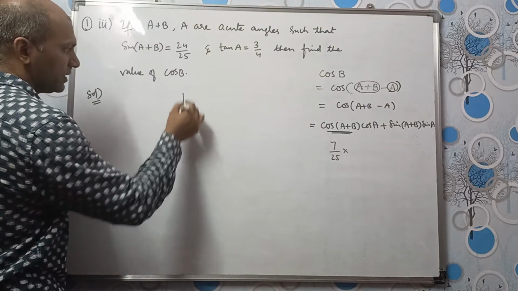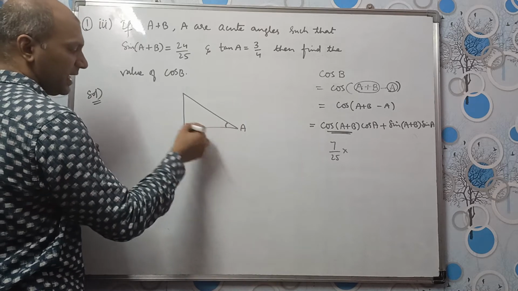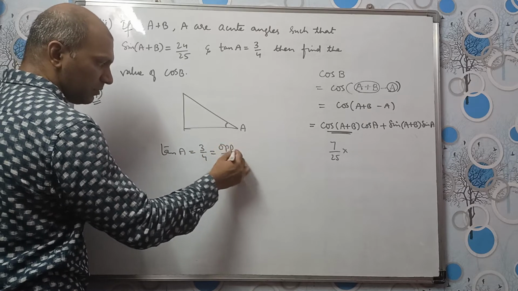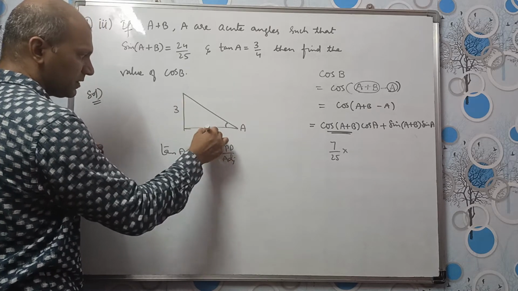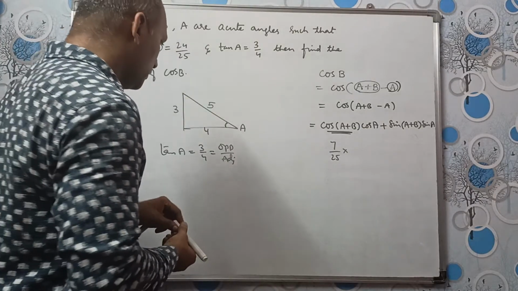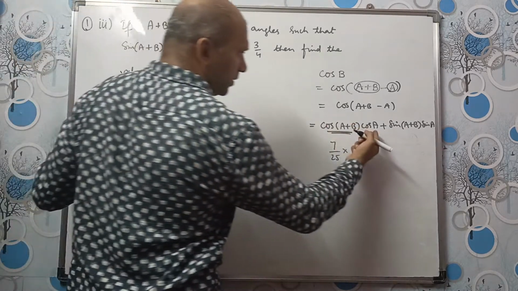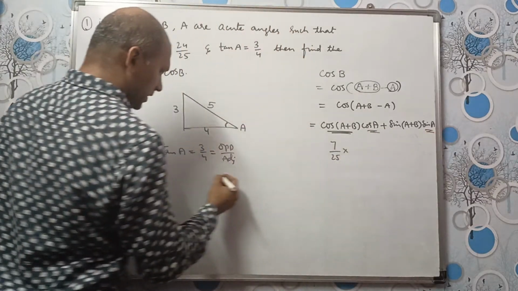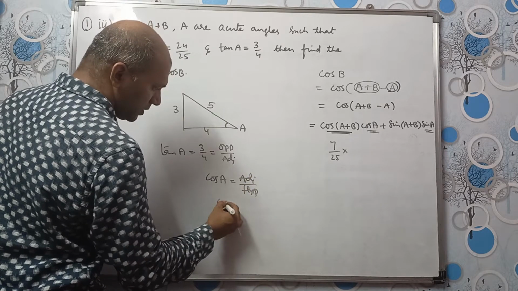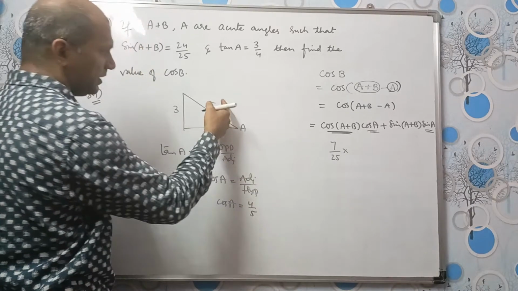See, tan A is given to us. Okay. If we consider angle A here, tan A is 3 by 4. Opposite by adjacent is standard. So this is 3, this is 4 now. This will be 5. If you use Pythagoras theorem, the hypotenuse will be equal to 5. This is a famous triangle, 3, 4, 5. Okay. Now what do we need to find? Cos A and sin A. Okay. What is cos A? Cos A formula is adjacent by hypotenuse. So cos A will be equal to 4 by 5, adjacent is 4 and 5 is hypotenuse.